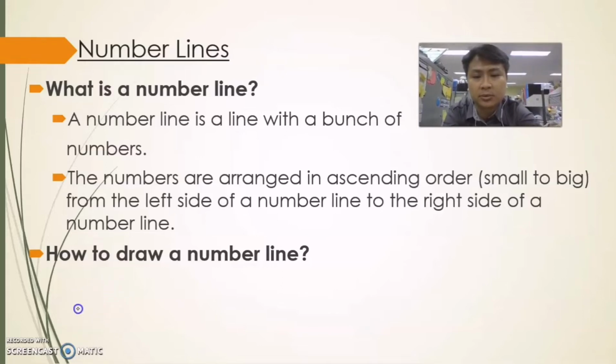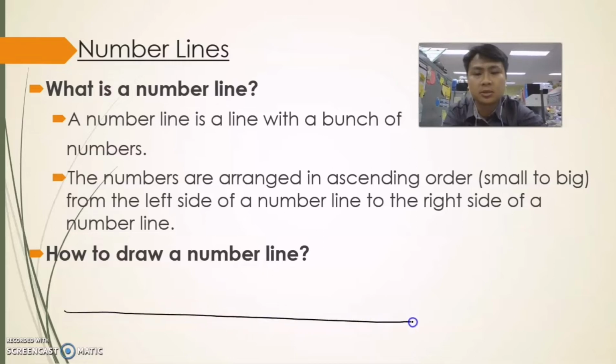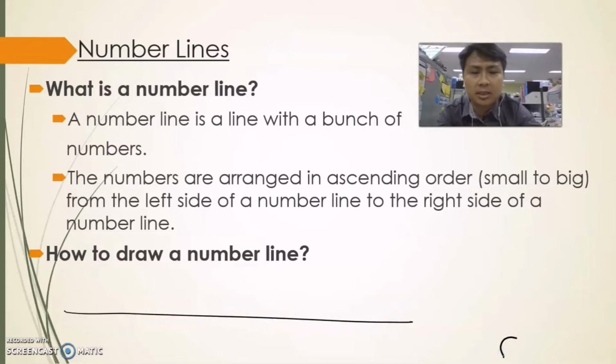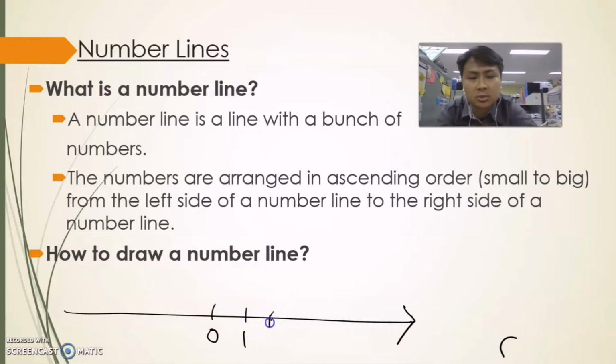Using your pencil and the ruler, you draw a line that is pointing to the right side. You use an arrowhead to indicate the right side of it. Depending on the question, usually we'll have a 0, so we'll put a 0 there. Because numbers are arranged from small to big, from the left to the right side, we will have numbers going to the right side. So this will be 1, this will be 2, this will be 3, this will be 4, and so on.